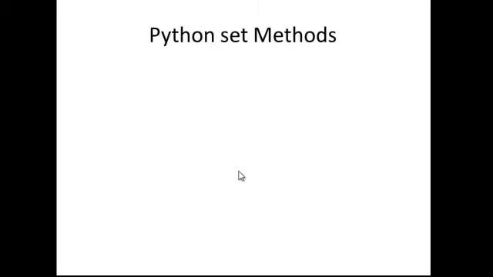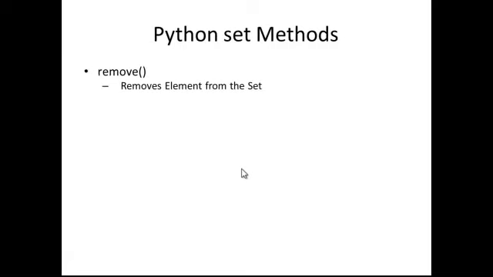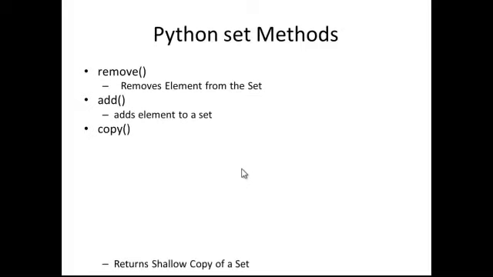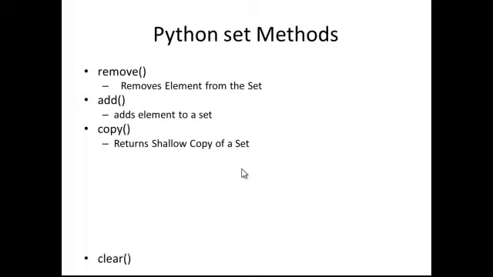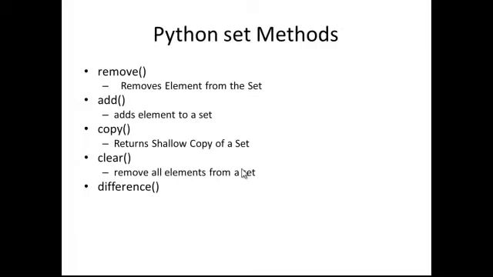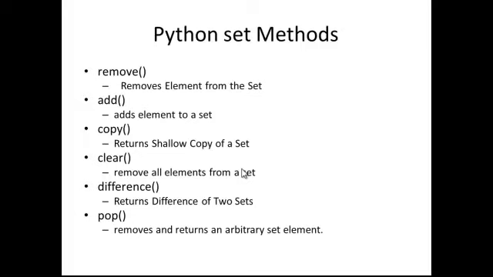We can define the set with the following methods: remove, which supports removing an element from the set; add, which supports adding an element to the set; copy, which supports copying the elements in the set into another alternative set; clear, which removes all the elements; difference, which provides the difference between two sets; and pop, which returns an arbitrary element of the set.